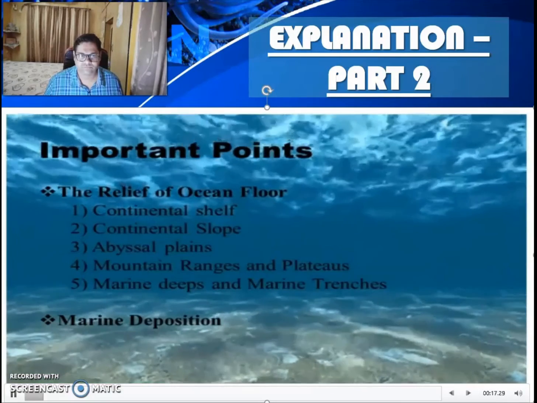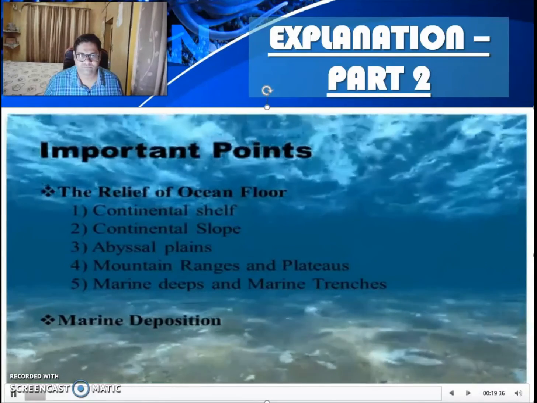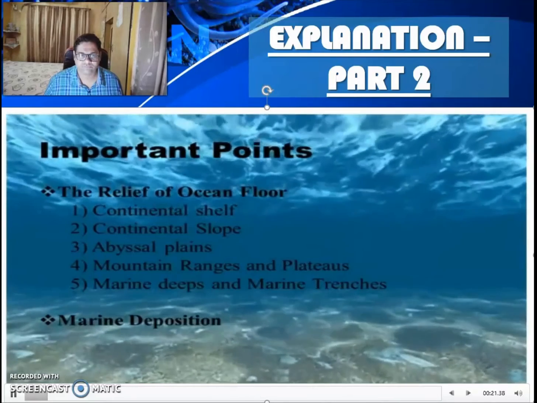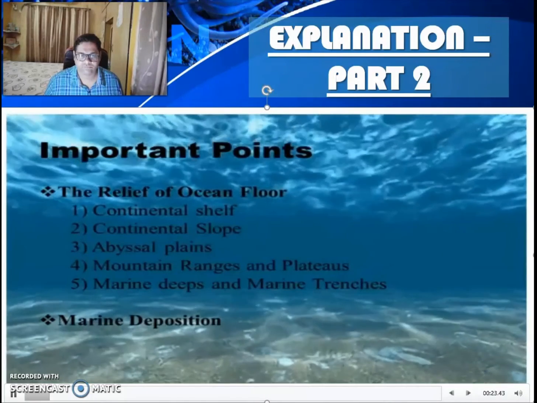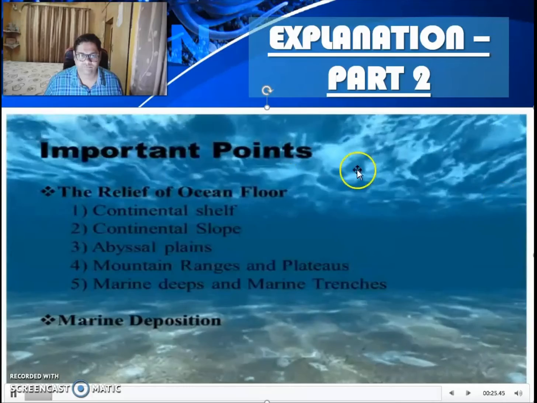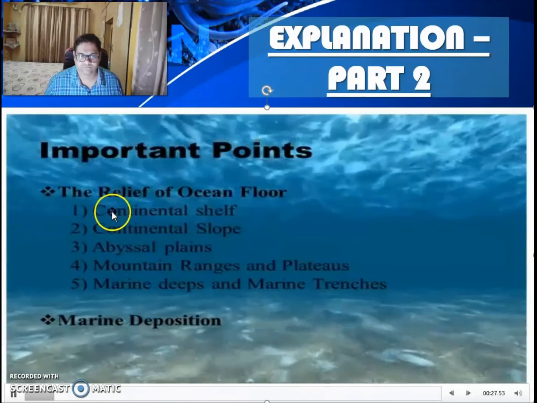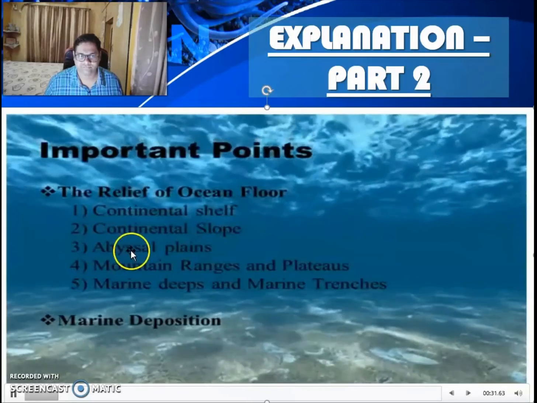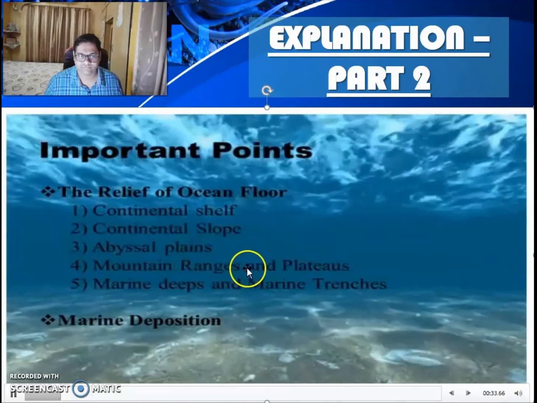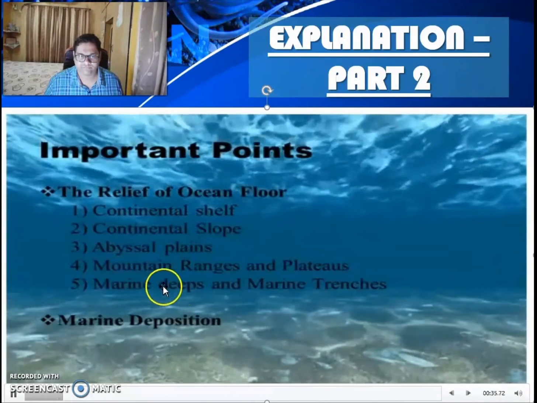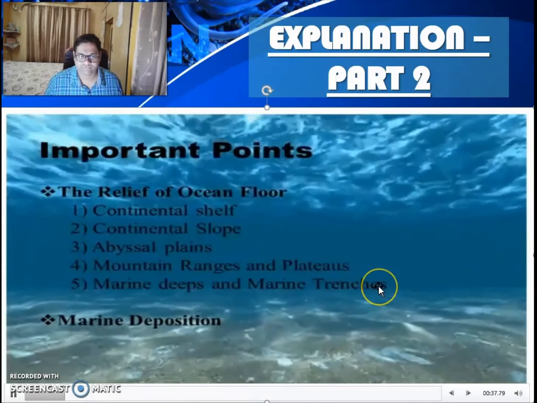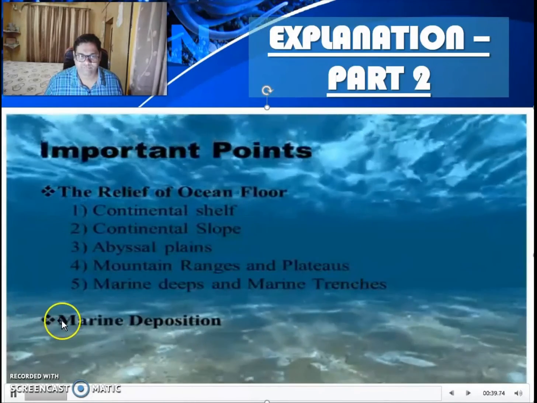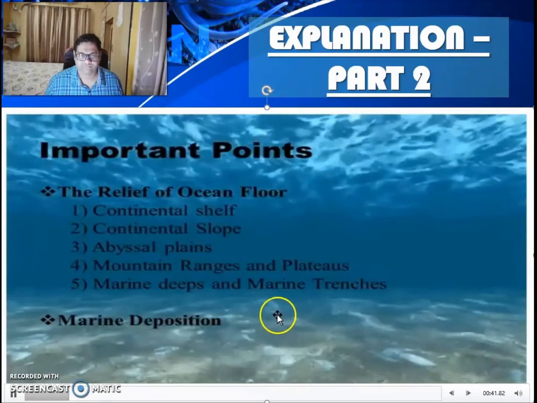Some important points from this topic. In the first session, we have already learned about the relief features of ocean floors: continental shelf, continental slope, abyssal plains, mountain ranges and plateaus, marine deeps and trenches. And today we will discuss marine deposition.